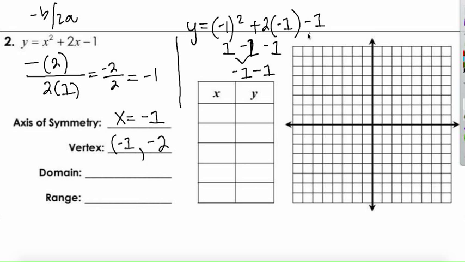So if you couldn't keep all that straight, you could have just put this entire right side into your calculator and it would have done the order of operations for you. So the vertex here is happening at the point negative 1, negative 2.